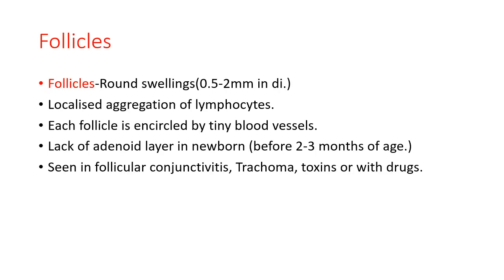Follicles. Coming to the follicles, these are round swellings, 0.5 to 2 millimeters in diameter. These are localized aggregations of lymphocytes. Each follicle is encircled by a tiny blood vessel. There is a lack of adenoid layer in newborns, because the adenoid layer is not formed before 2 to 3 months of age. So in a newborn you can't get a follicular response. Follicles are seen in follicular conjunctivitis and trachoma. It can be a reaction because of toxins or side effects of some drugs.